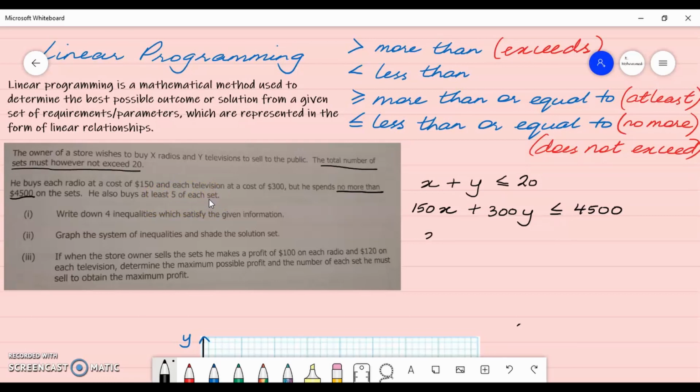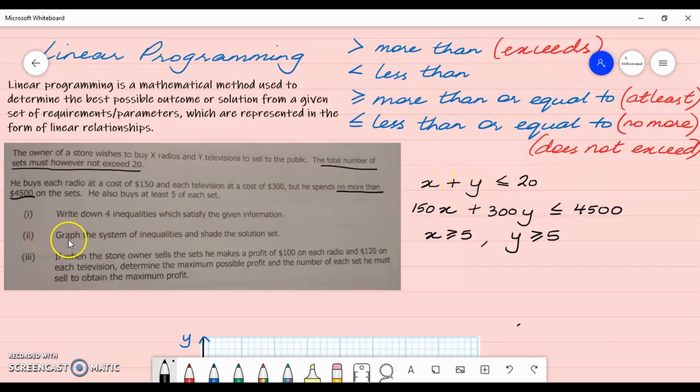So in the radio, he buys at least 5. If we go back up here, we see that at least means more than or equal to. So X has to be more than or equal to 5, as well as Y has to be more than or equal to 5. Right? So he also buys at least 5 of each set, and that there is your 4 inequalities.